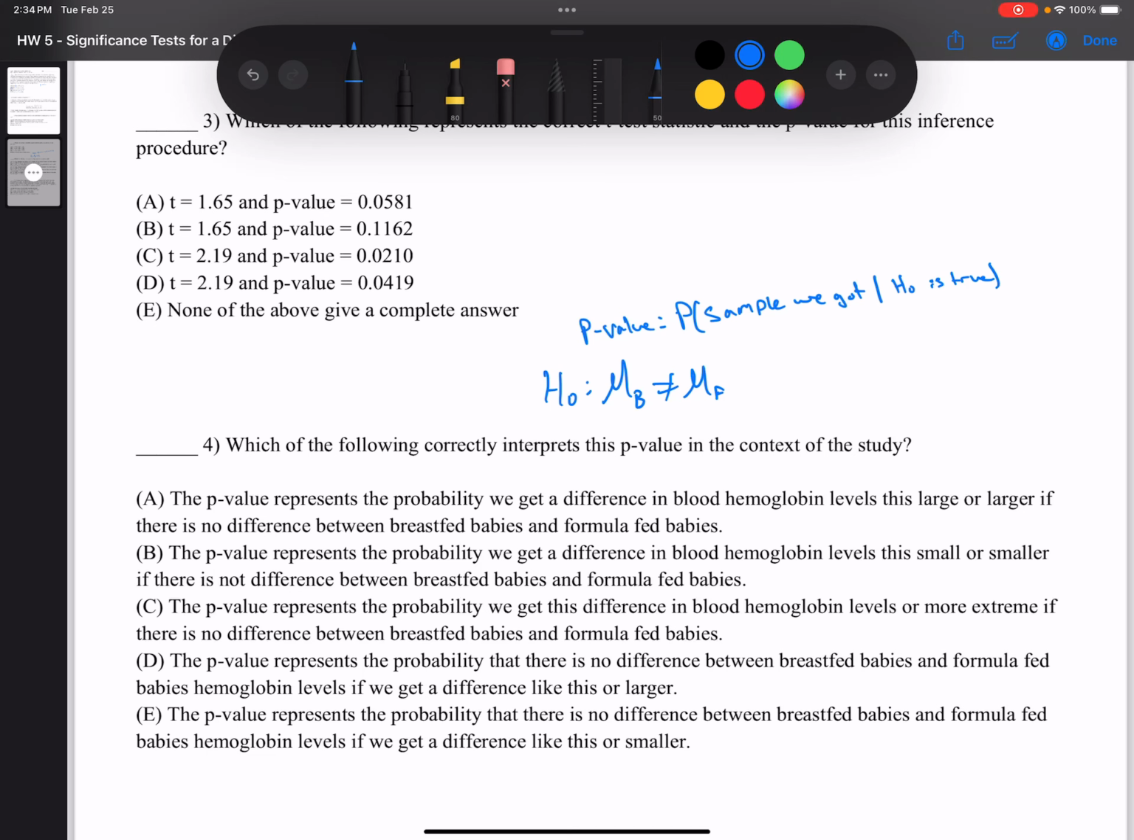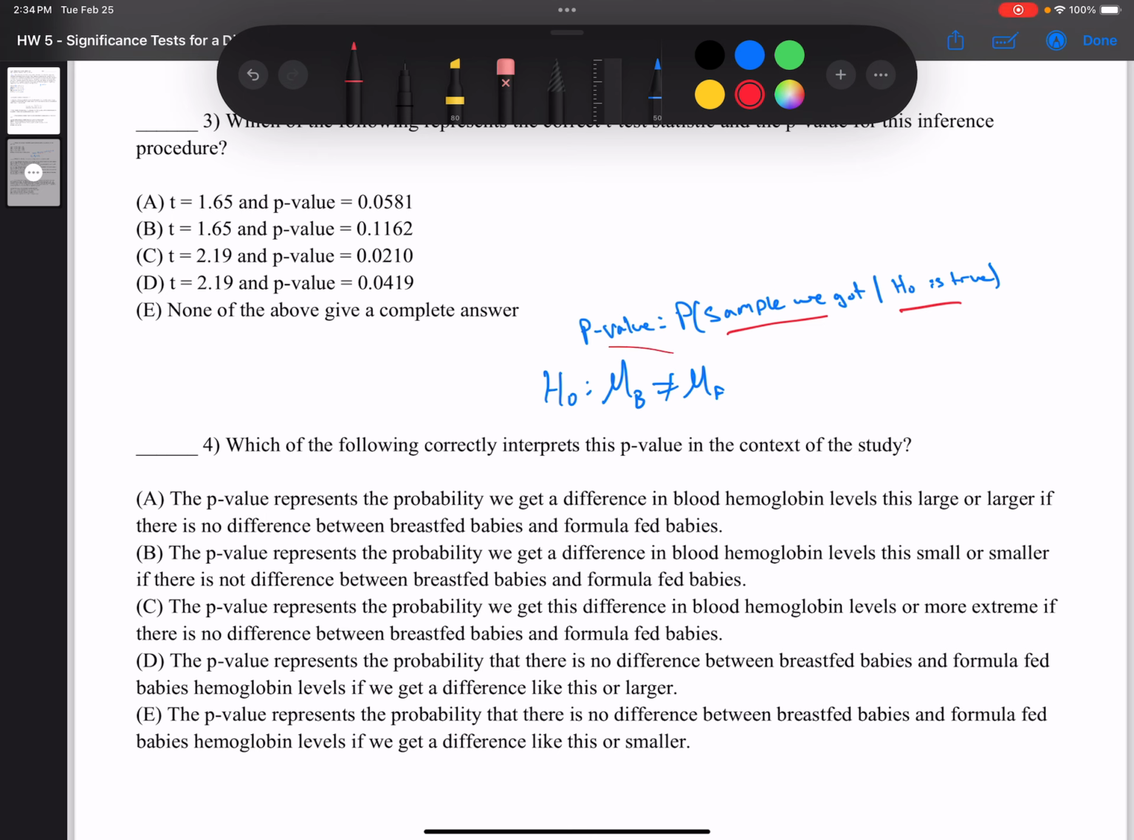All right, so for number 4, it's asking you to interpret the p-value in the context of the study that's going on, okay? So by definition, p-value is a probability, a conditional probability of getting the sample we got given that our null hypothesis is true, okay? So we have to look through all of this.